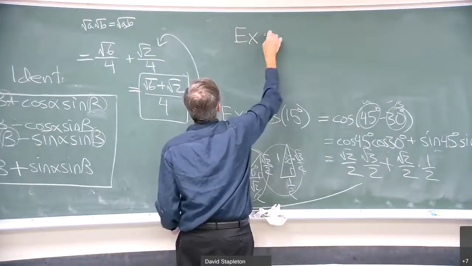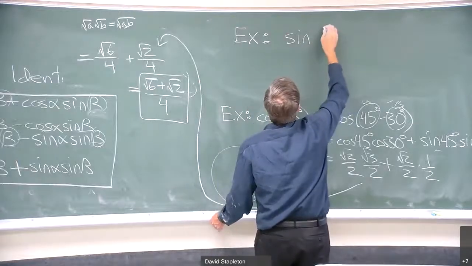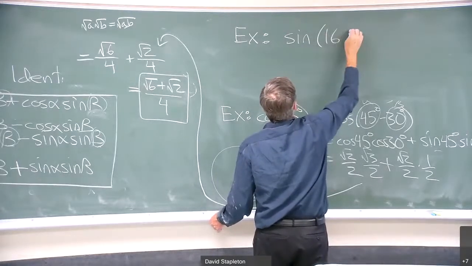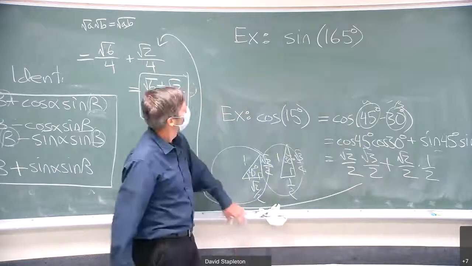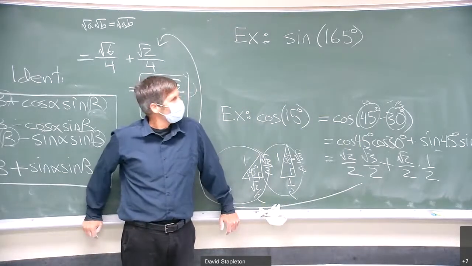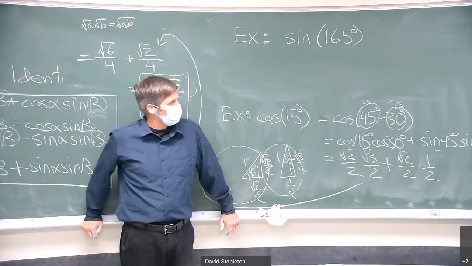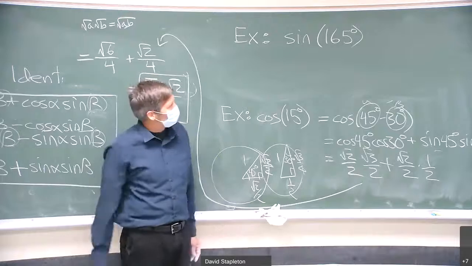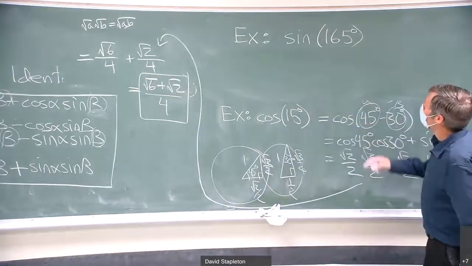For instance, this time let's use the sine. Suppose I want the sine of 165 degrees. Can I do that exactly? How do I know? It can be done exactly if it's a multiple of 15 degrees at this point. And actually later we'll be able to do some other angles too, but for now we can do any multiple of 15 degrees. How do I know it's a multiple of 15?